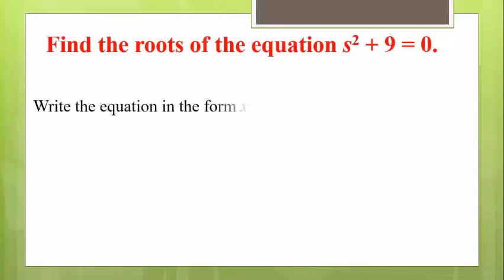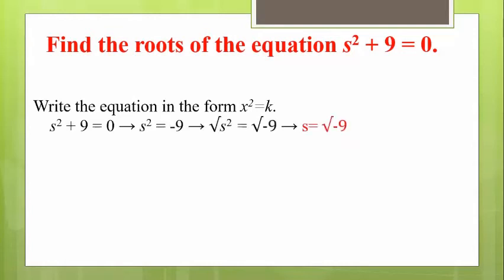Another example. Find the roots of the equation s squared plus 9 equals 0. We follow the same process in taking the square roots. We write the equation in the form x squared equals k. So, we get s squared equals negative 9. From here, we take the square roots of both sides. Square root of s squared is s, while square root of negative 9 is square root of negative 9.